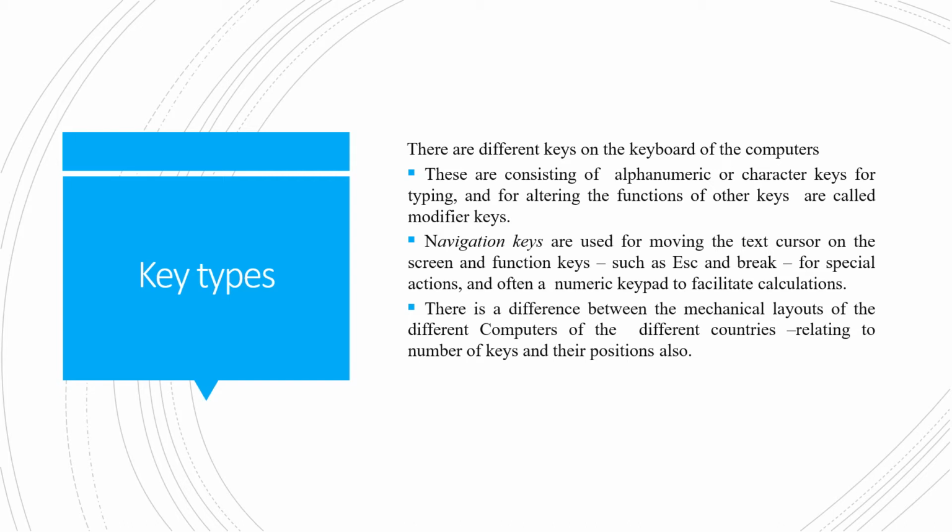These have alphanumeric and character symbols. It means we can type characters and we can type alphabets also. Second is navigation keys. Navigation keys are used for moving the text cursor on the screen. It means how to navigate from left to right, top to bottom, or we can say left, center, right positions. The positions of such keys can be arranged, and the keys are like escape and break for special action. Often a numeric keypad is used to facilitate calculations. Generally, a numeric keyboard is used for this purpose.